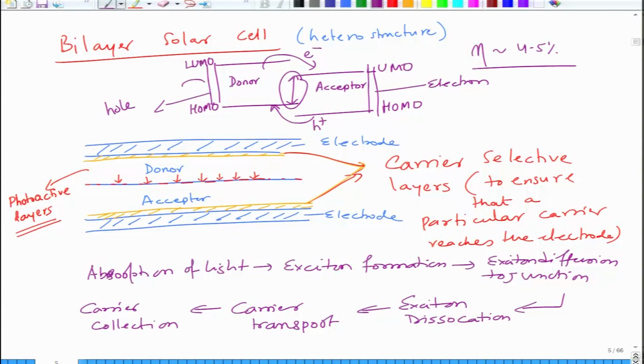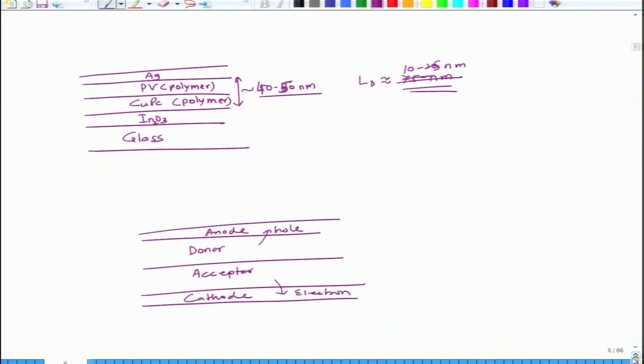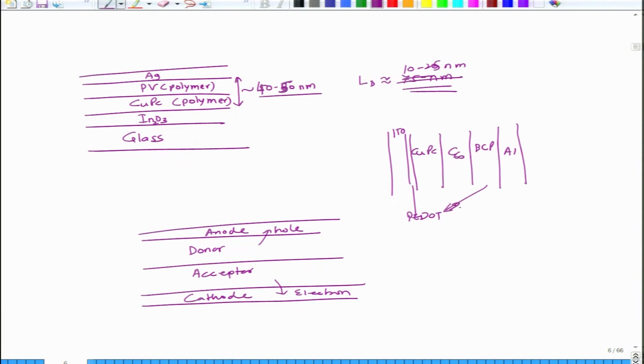One can also make a very nice structure, for instance, we have CuPC, then we have C60 fullerene, and then there is a layer of BCP, which is basically a carrier selective layer, and then we have aluminum on this side, and then we have ITO on this side. On this side we have a thin layer of PEDOT:PSS. So these are carrier selective layers, BCP and PEDOT, they are carrier selective layers. This is for hole transport and this is for electron transport.